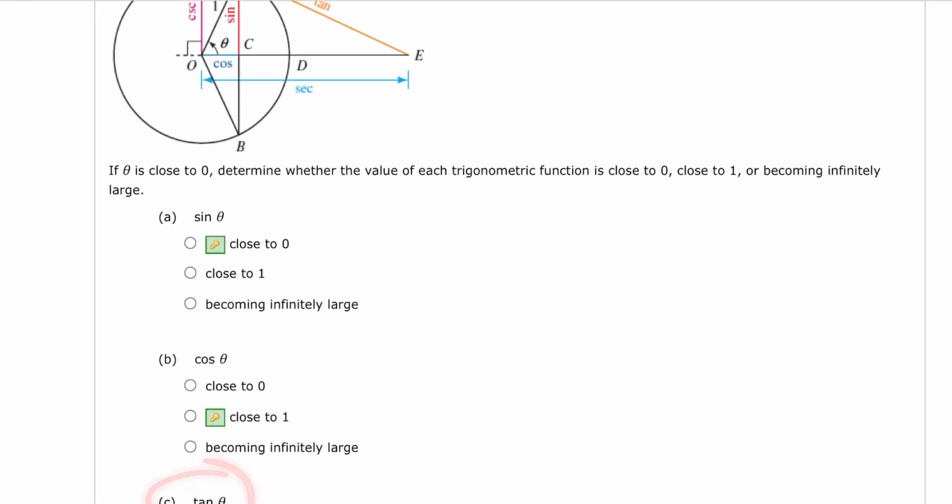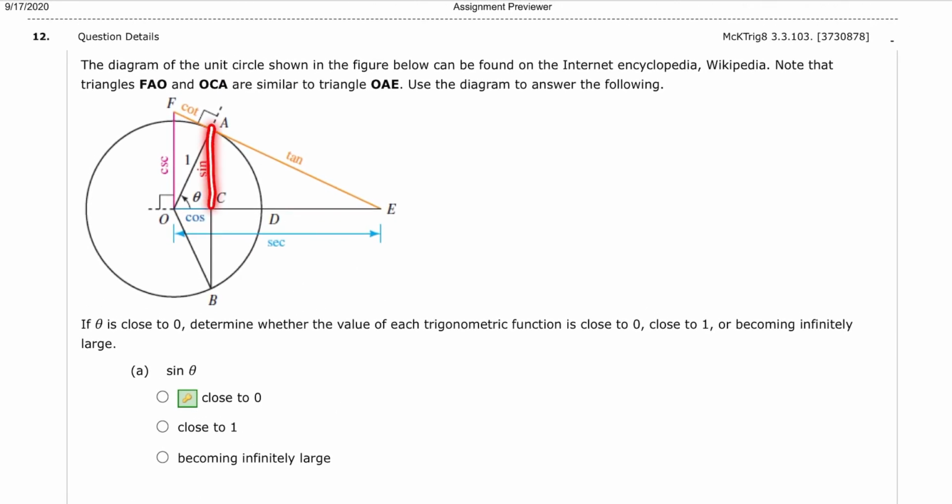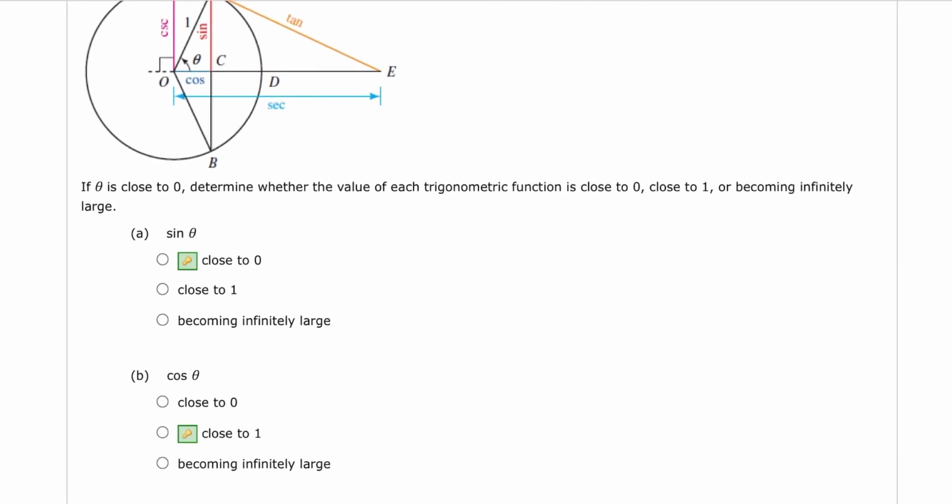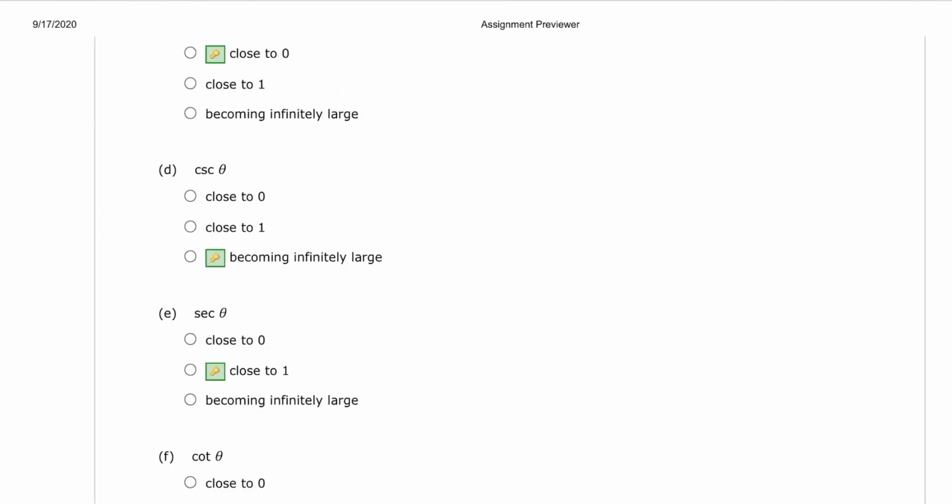All right, tangent is given by sine over cosine, so this over this. Imagine this gets really small, close to 0, and this gets longer, closer to 1. So 0 divided by 1 is going to get closer to 0. So that should be close to 0, which it is.